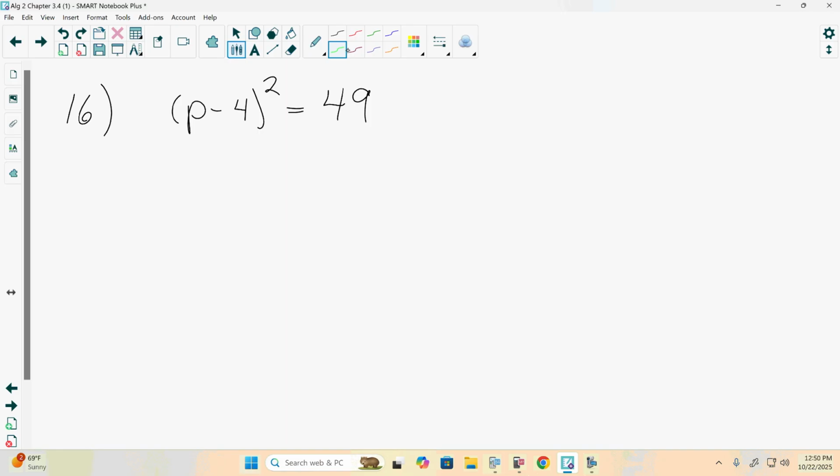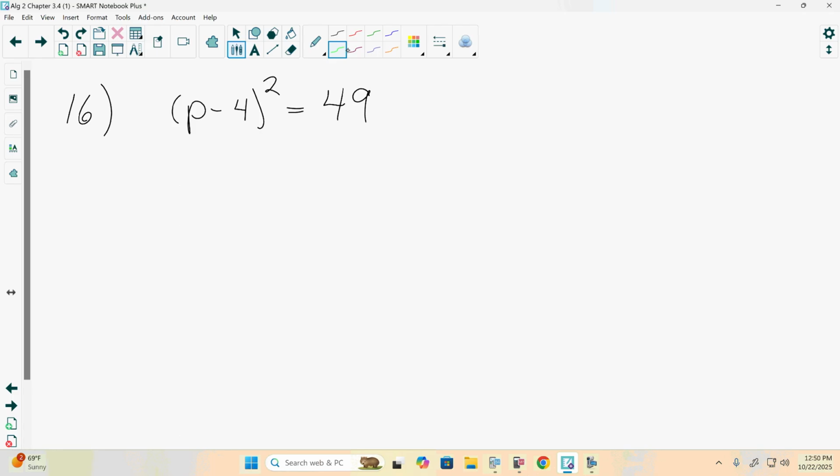Now, before we start the note sheet, we're going to look at one of the homework problems, problem number 16. I want to look over problem number 16 from the homework. Now, problem number 16 looks like this here. So we have (p - 4)^2 = 49. Now, we can solve this problem by the square root method.